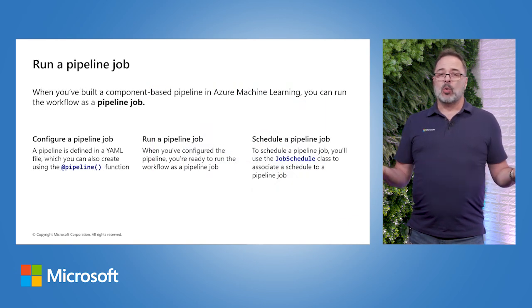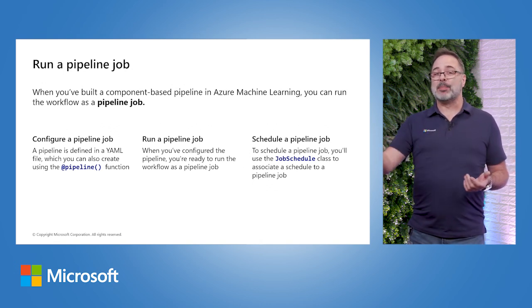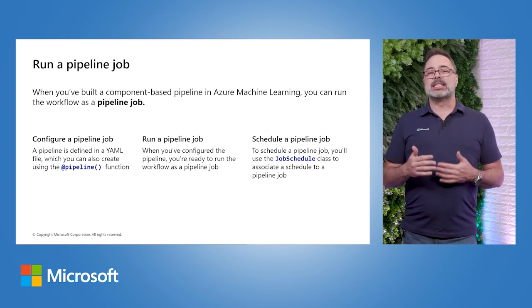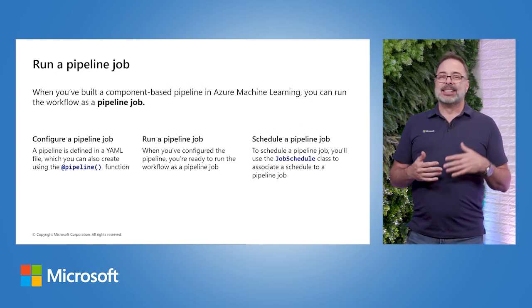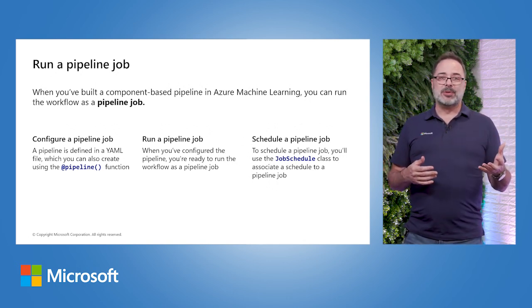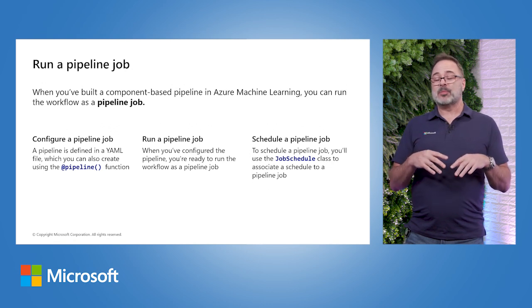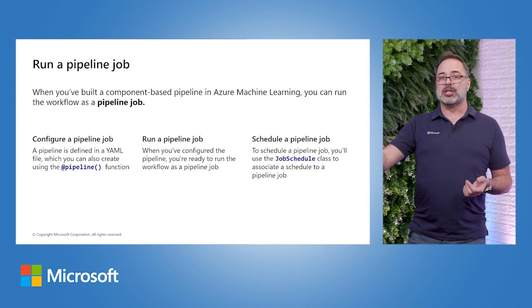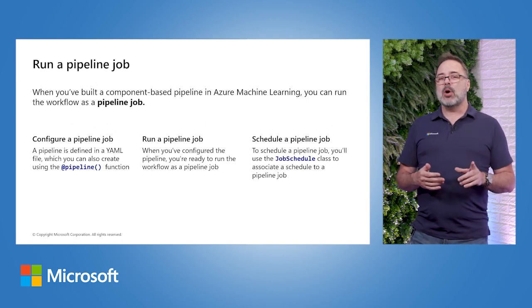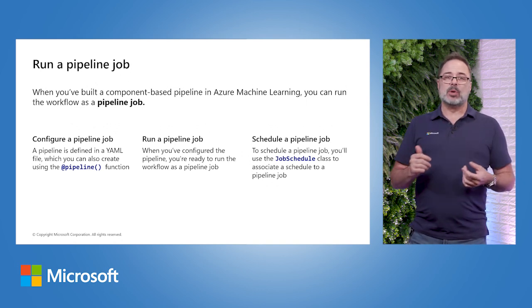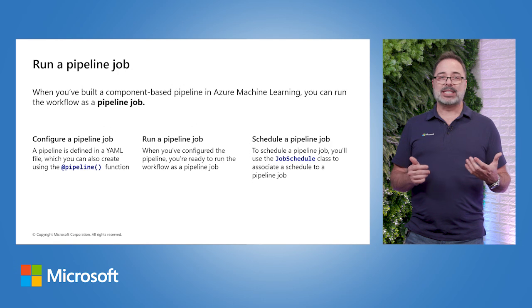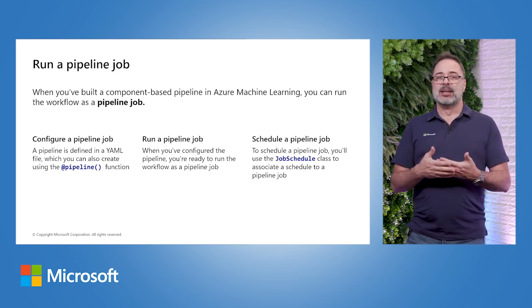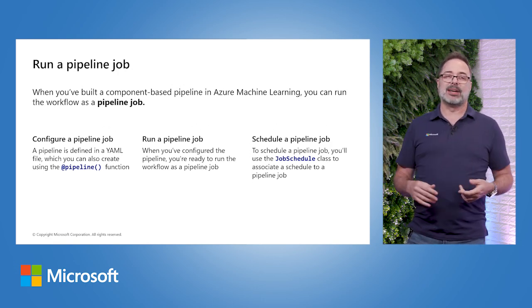Of course, once we build a pipeline, we can then run it as a job. So pipeline jobs are really just jobs that simply run a pipeline. Of course, we can schedule them to run on an interval. If we want to schedule them using the Python SDK, we can do that. We would simply use the job schedule class to assign a schedule to the job. And if you wanted that job schedule to repeat, we would use the recurring trigger class with the job schedule class to create a recurring schedule using the Python SDK.